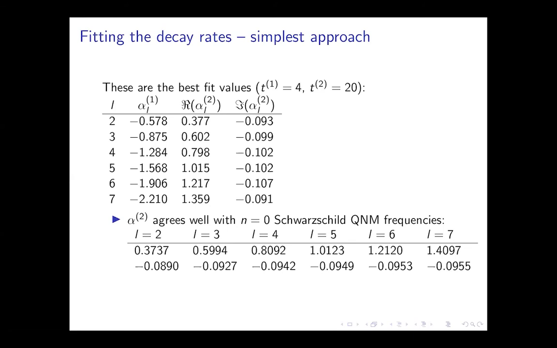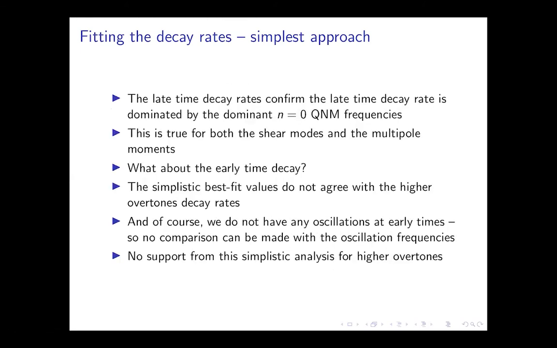And in fact, the same is true also for the damping times. For the damping times, you get, again, very good agreement with what we obtained by this very simple fit, and what we expect from the Schwarzschild QNM frequencies. So everything is good so far. Essentially, this confirms that the late time decay is dominated by the fundamental QNM mode. And this is true not just for the shear, but also for the multipole moments. So we have a lot of evidence that things are very well described by the QNM frequencies at late times. But what about the early time?